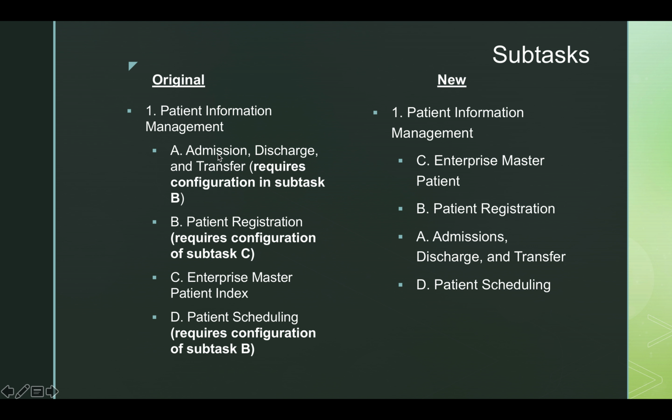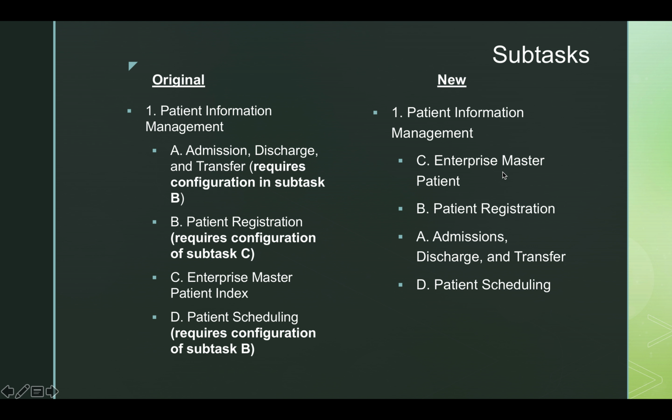This right here is the original, this is what was given to us. As you can see, admissions, discharge, and transfer requires configuration in subtask B, meaning A can't be done until B is done. B requires configuration in subtask C, so B can't be done until C is done. And then D requires configuration in subtask B, meaning D can't be done until B is done. So based off of this information, we can go ahead and make the correct order.